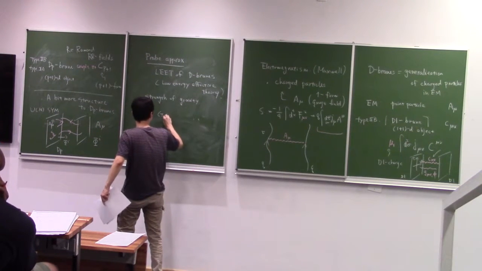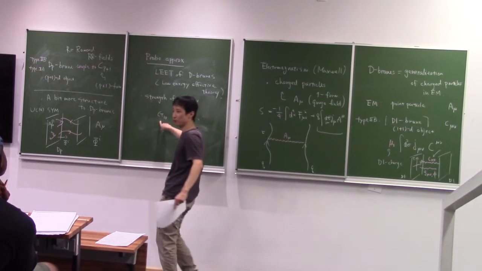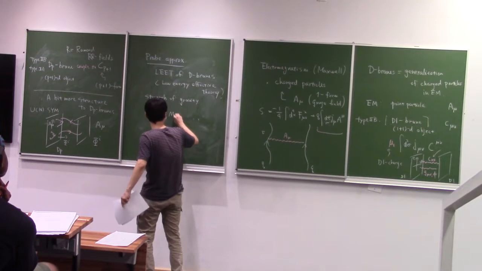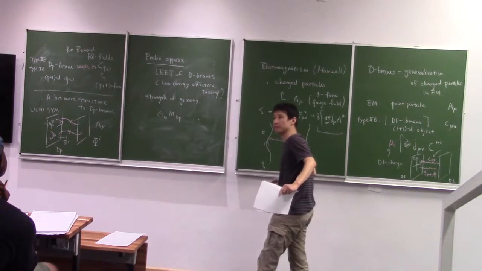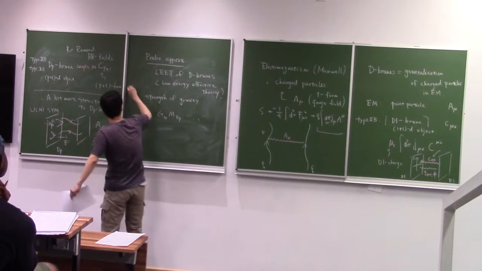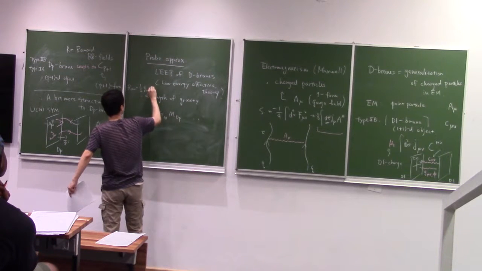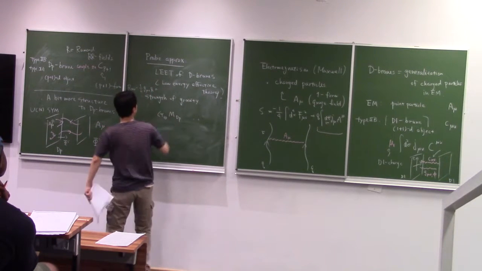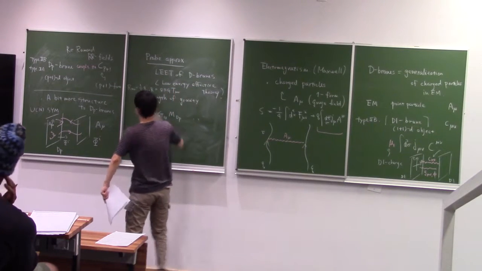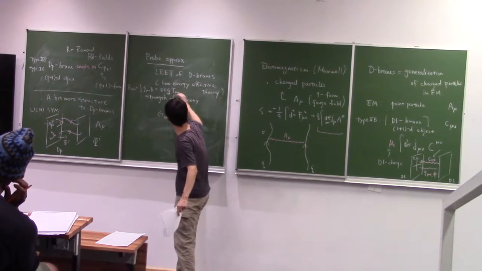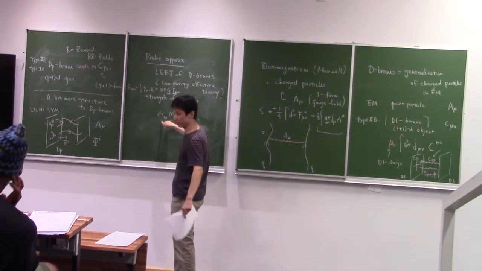So it has to be, in type 2B superstring, the 10-dimensional Newton constant times the mass of the D-branes. Yeah, because you have Einstein's equation, G times, and the mass comes from here. So this is the strength of gravity.